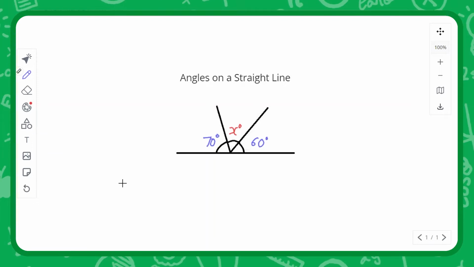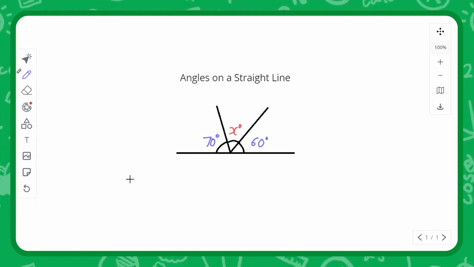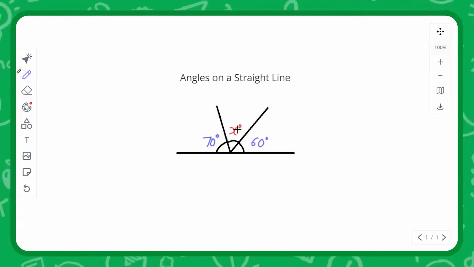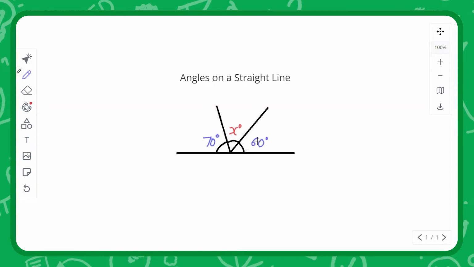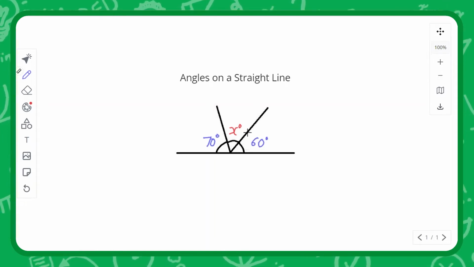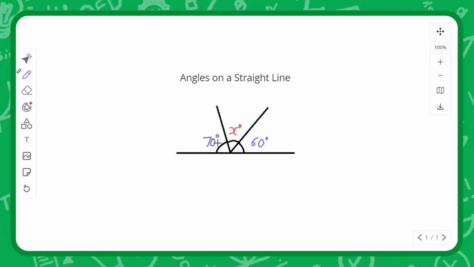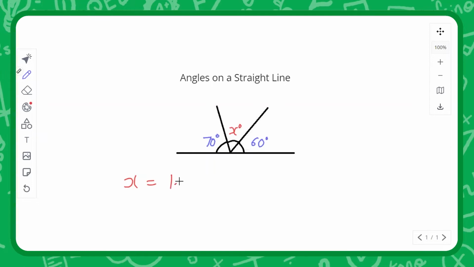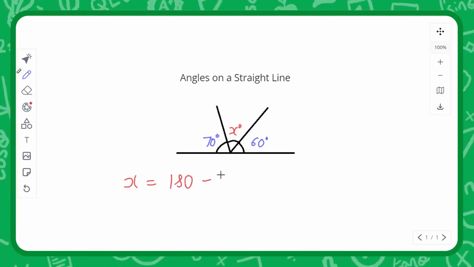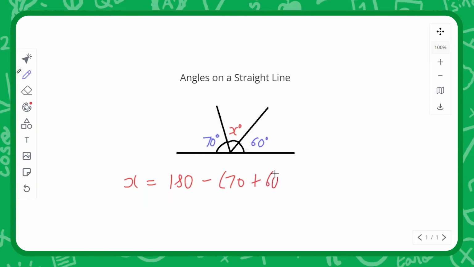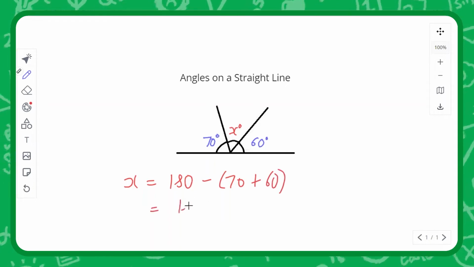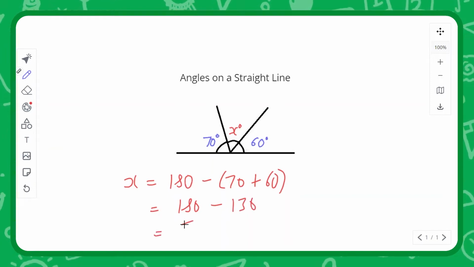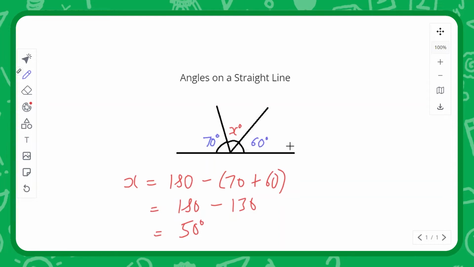Okay, let's have a look at an application of angles on a straight line. We have three angles there, two of them we know, one is an unknown, and we need to see what the unknown angle x is. We know that 70 plus 60 is 130, and we know from our properties of straight lines that all three of these angles together must be 180. So x is equal to 180 degrees, take away the other two added together. So x is equal to the straight line 180, take away 130, and so we get x is equal to 50 degrees in this case.